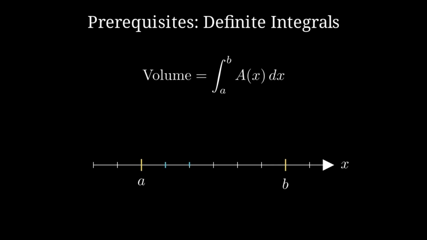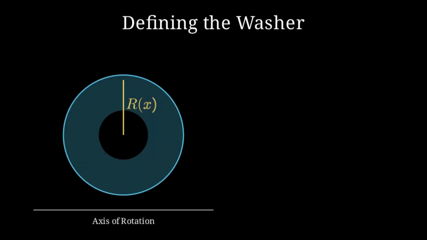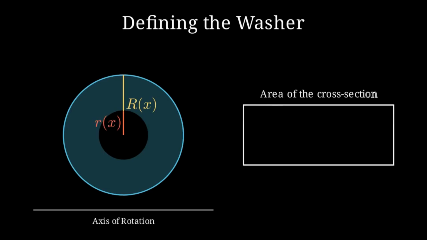By integrating the area of a washer from a starting point A to an ending point B, we sum up these thin slices to find the total 3D space occupied by the solid. Precision in setting your limits is vital. The area of a washer is the area of the outer circle minus the area of the inner circle. We express this as pi times the quantity of the outer radius squared minus the inner radius squared.